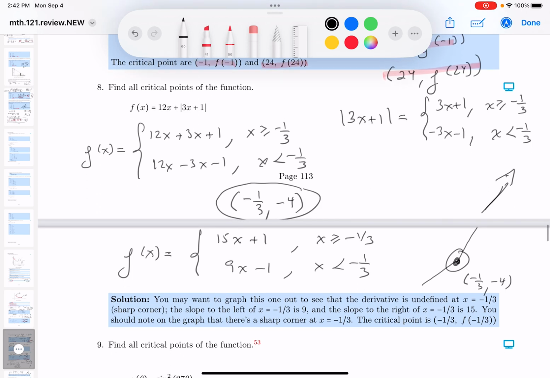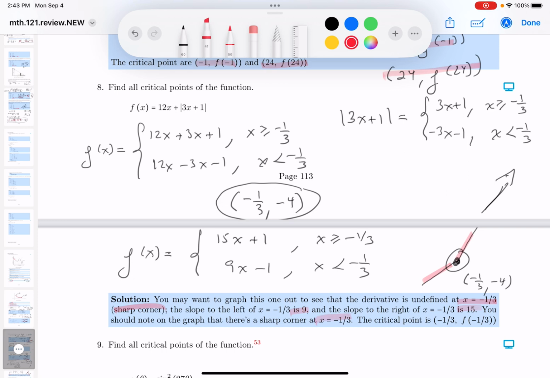All right, let's take a look at the graph. You may want to graph it. We just did that. I'd say it's a great looking picture. But something happens at minus 1/3. Sharp corner. This is a sharp corner over here, by the way. The slope to the right is 15. The slope to the left is 9. I did state that. You should note in the graph there's a sharp corner there.